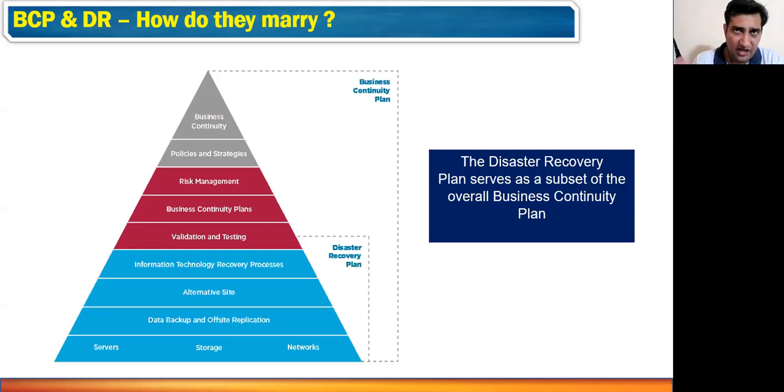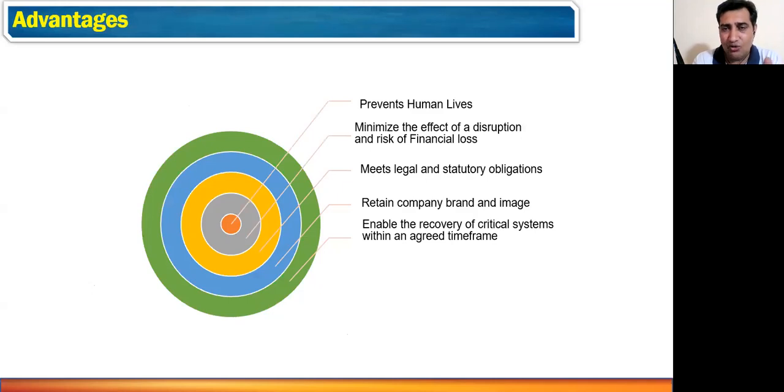Now that we understood what BCP is, what DR is, what their differences are, and why we have it, let's also talk about the advantages of having a BCP plan. It protects human life. That's the most important factor. As part of your CISSP examination also, please remember, if you have four choices and somebody is asking which you will go for first, and there is a statement about preventing the loss of human lives, that should always be your answer. Always remember, right?